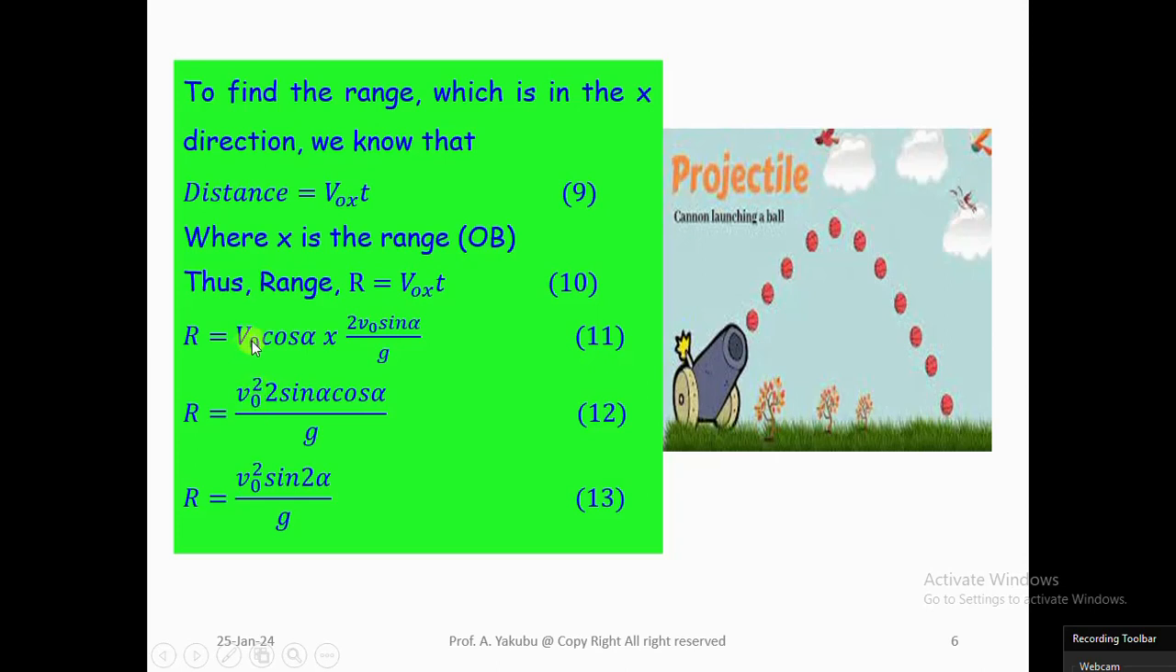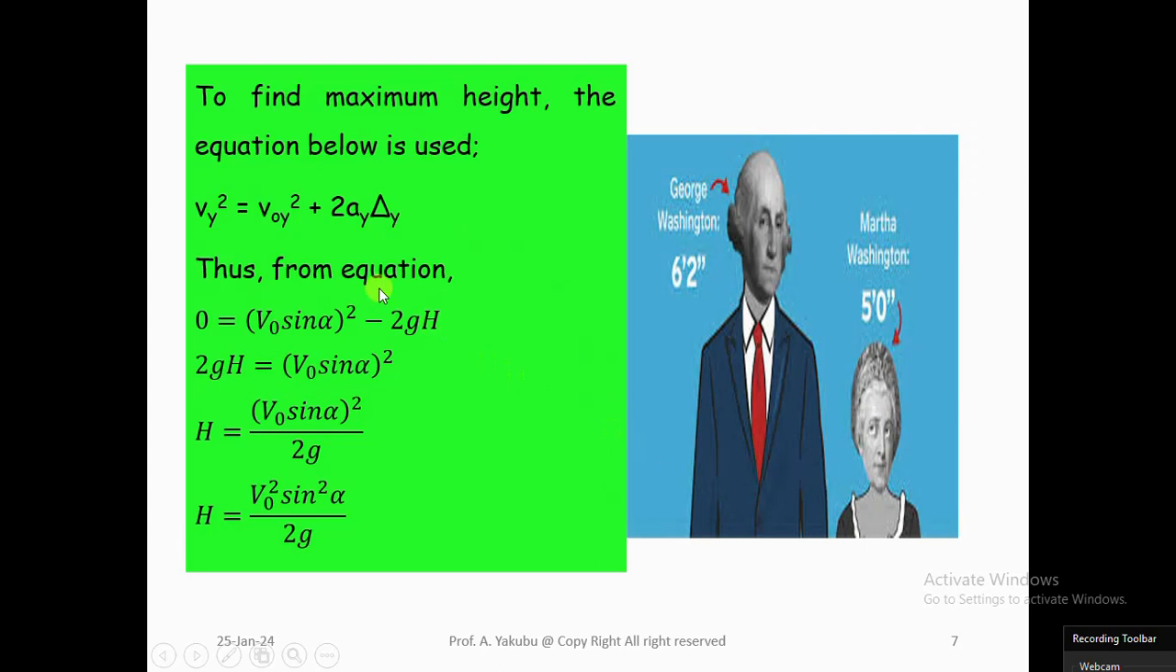Compute this out, you're going to have v naught squared, then 2 sine alpha cos alpha. In trigonometric functions, 2 sine alpha cos alpha is the same thing as sine 2 alpha. Therefore, our range is v naught squared sine 2 alpha all over g. Now we have computed the range. Now is the time to look for the height.